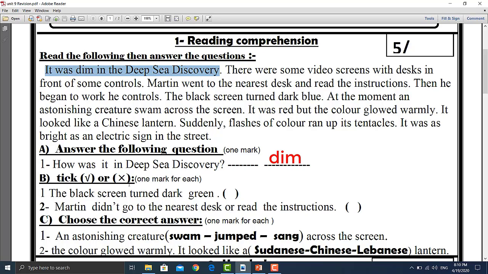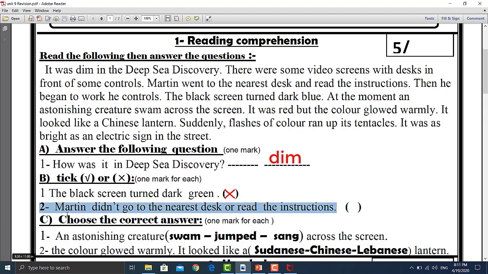B. True or false. We have two true or false questions. Number one, the black screen turned dark green. Who can find the answer? Great. The answer is here. The black screen turned dark blue, not dark green. Blue, green. So the sentence is false.